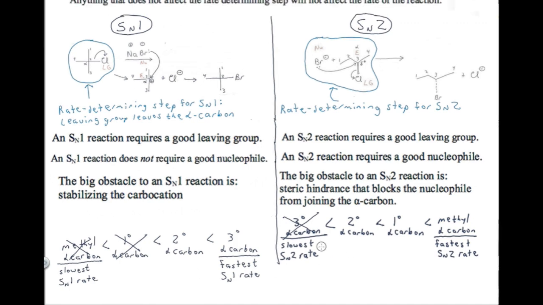Another way to summarize these ideas is to say that the most substituted alpha carbon is best for SN1, and the least substituted alpha carbon is best for SN2. Substitution at the alpha carbon is good for SN1, and substitution at the alpha carbon is bad for SN2. Remember, when we say substitution, what we mean is substitution with carbon chains. Substitution with carbon chains is good for an SN1 alpha carbon. Substitution with carbon chains is bad for an SN2 alpha carbon.